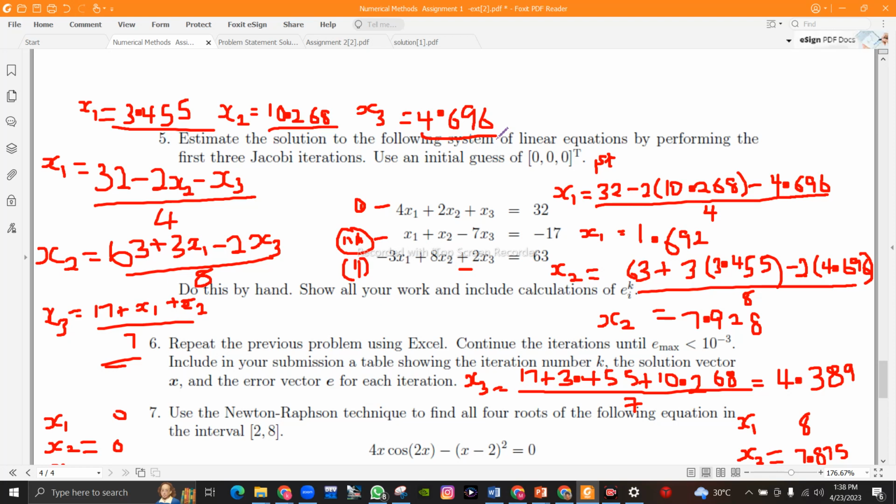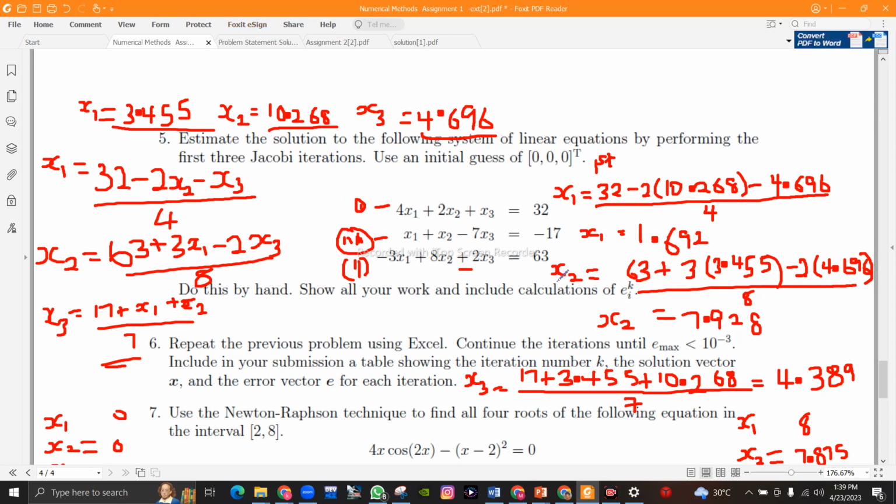So we have to repeat this problem using Excel, showing the iteration, the solution vector for x, and the error vector for each iteration. That means error for 1, error for 2, error for 3 in each of the iterations. So we're going to do that. Actually there's something we call overall error, whereby I can find the error for all the errors. You take the square root of e1 squared plus e2 squared plus e3 squared. That's the absolute error for that case.